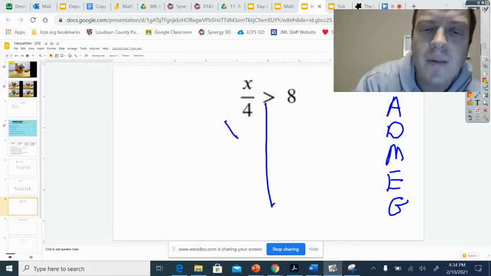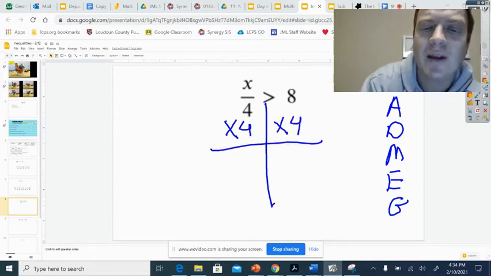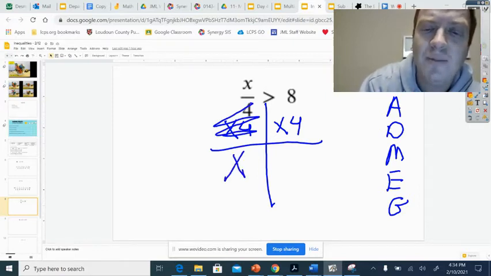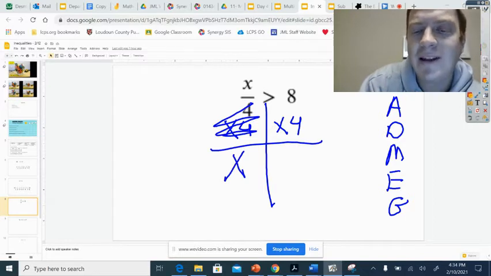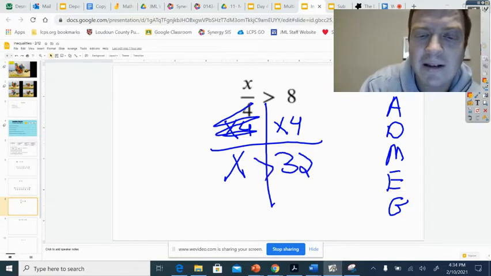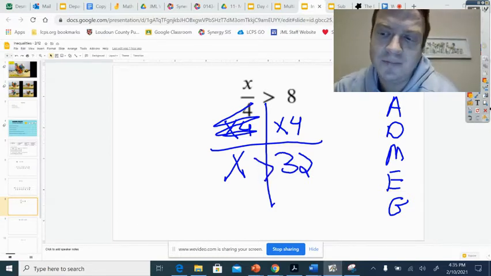So your job would be to multiply 4 on both sides. And remember, the whole reason we're doing that is to cancel out that 4 there. So if I did that, I would cancel out the 4, and I would be able to bring down just my x. Then on the right side, I could do 8 times 4, and I would get 32. And I'd have my answer. x is greater than 32.